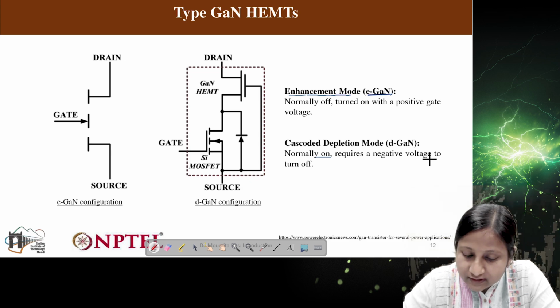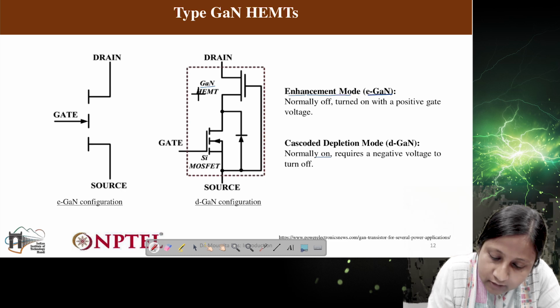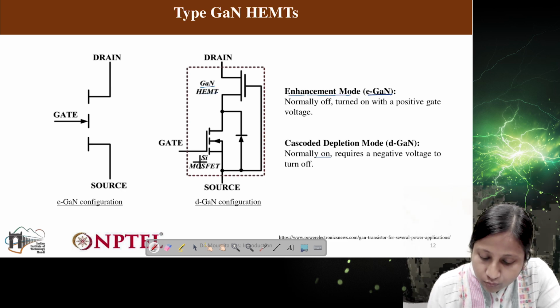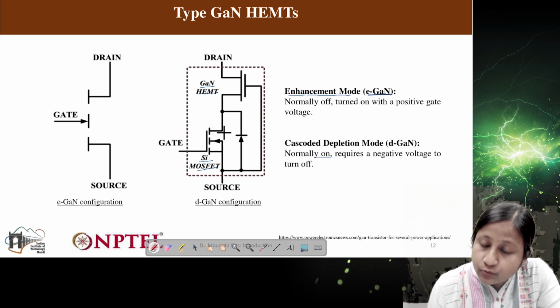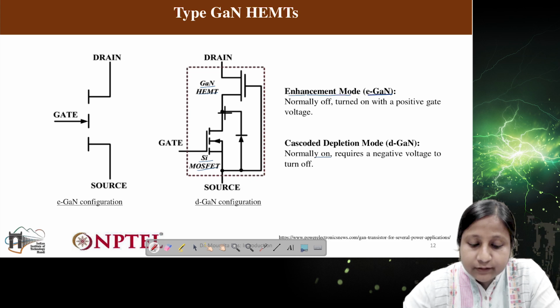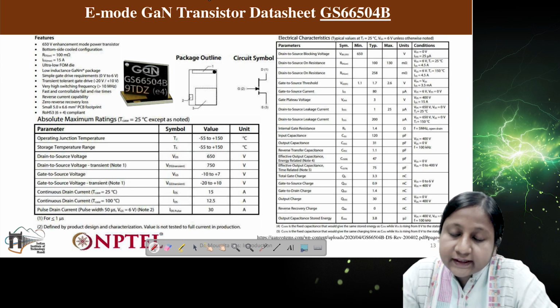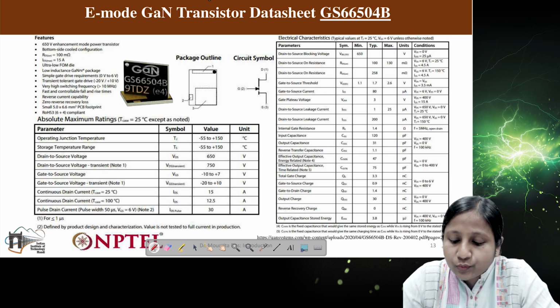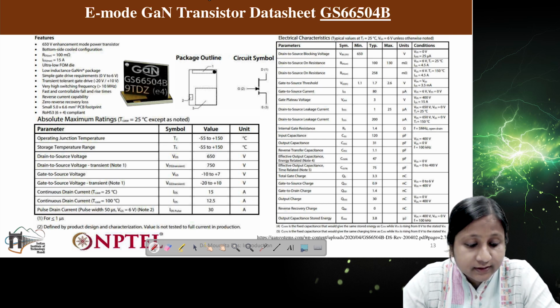In this device, you can see the structure basically has one GaN device connected to one silicon MOSFET. The gate is the silicon MOSFET gate, which helps the GaN device to turn on. So this is the difference between E-GaN and D-GaN configuration. Now let's see the data sheet of these devices. How these devices are different from each other, we can see from the data sheet.